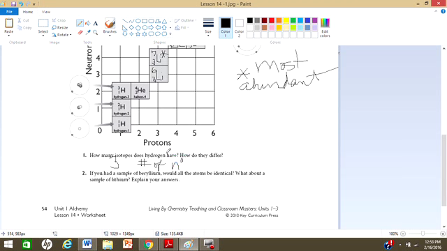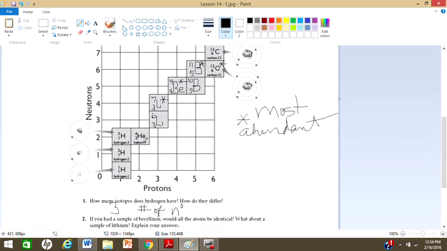And by the way, it is totally acceptable to write, you don't have to write this out. They differ in the number of neutrons. This is fine, number of neutrons, as long as you know what you're writing. Okay, if you had a sample of beryllium, would all the items be identical? What about a sample of lithium? Explain your answers.